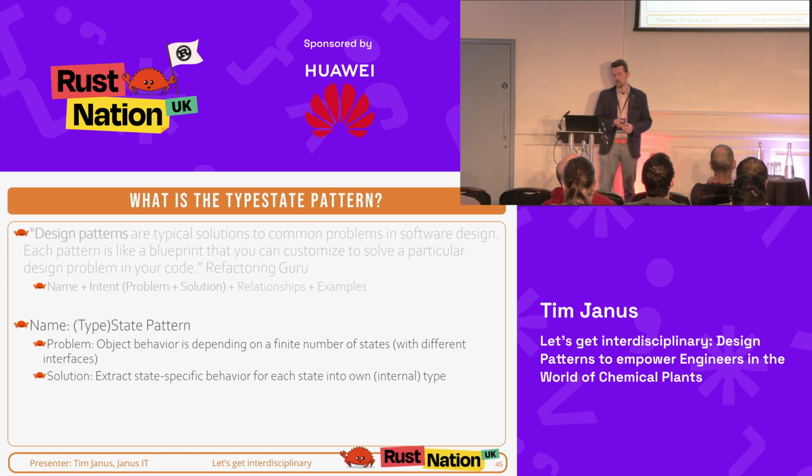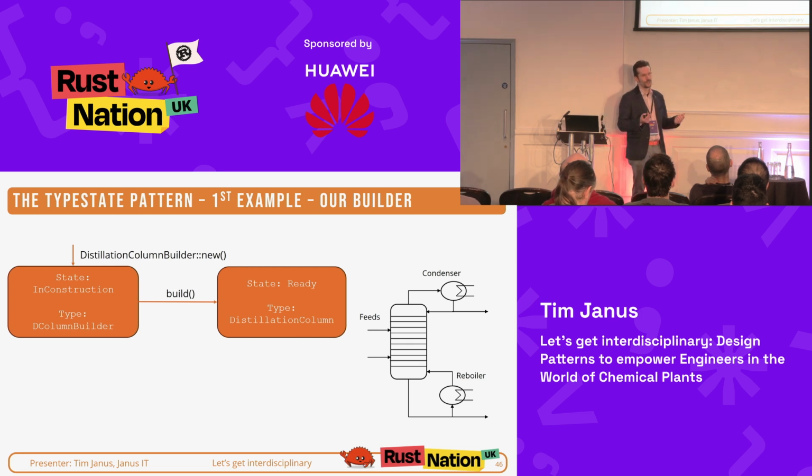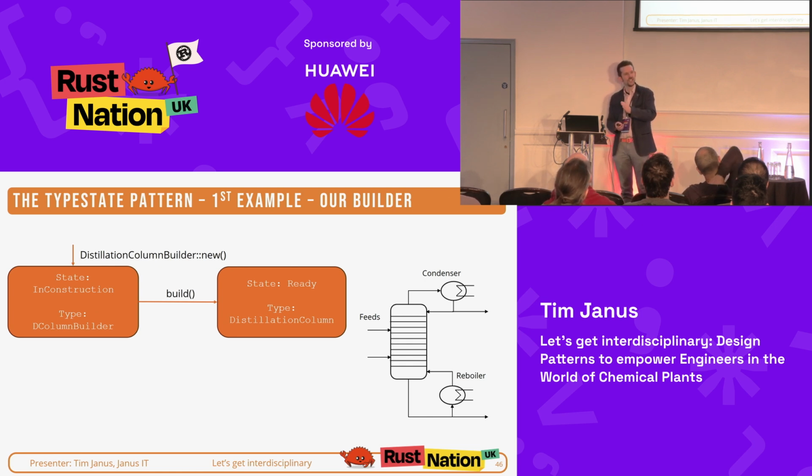And the solution here is that now we want to extract those interfaces into separate structs or types. And we already saw a first very simple example with a two-state pattern where we have the builder as one state in construction, and as soon as we call build, we move into this other state. The builder is gone, and we really have a new type here, distillation column, and it's ready for use, let's say.